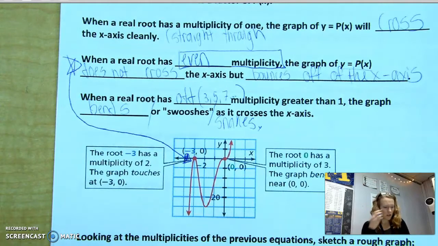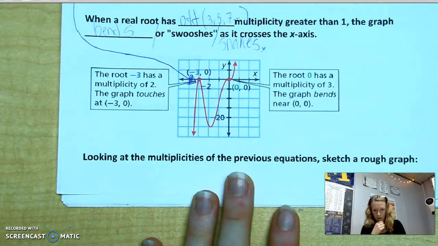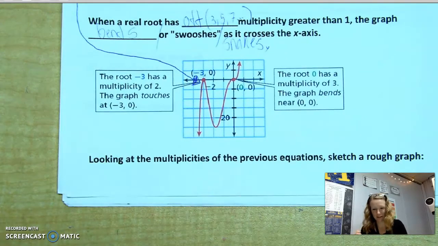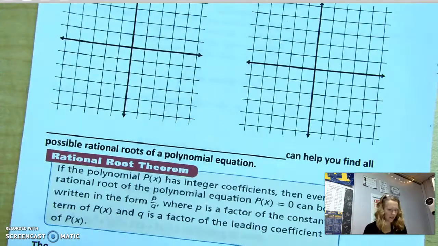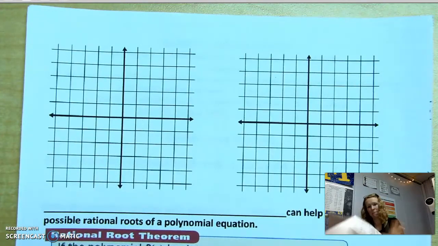Okay, so if we're looking at the multiplicities of the other functions, we could sketch a rough graph, but we don't have time for that, so we're just going to skip that. And then, actually, maybe we have time for one of them. Okay, so let's do the first one.